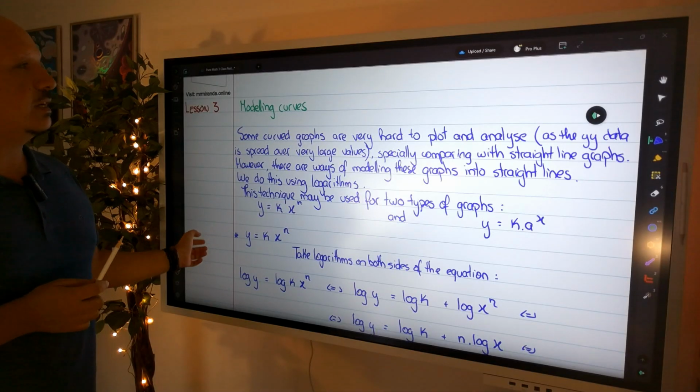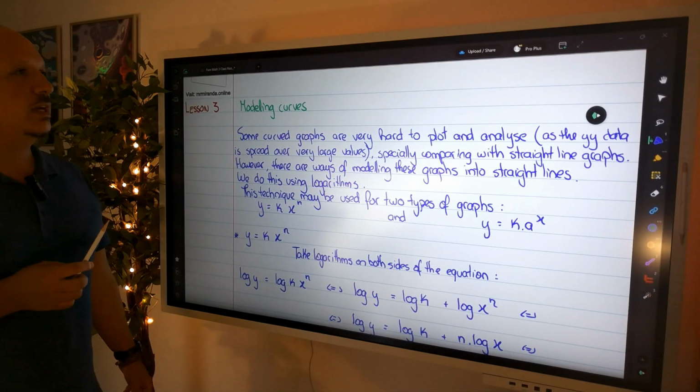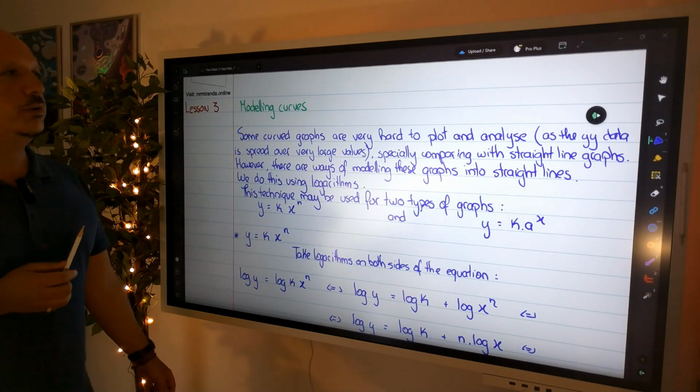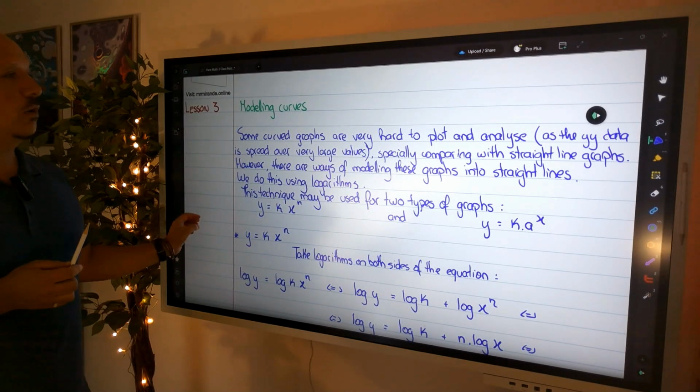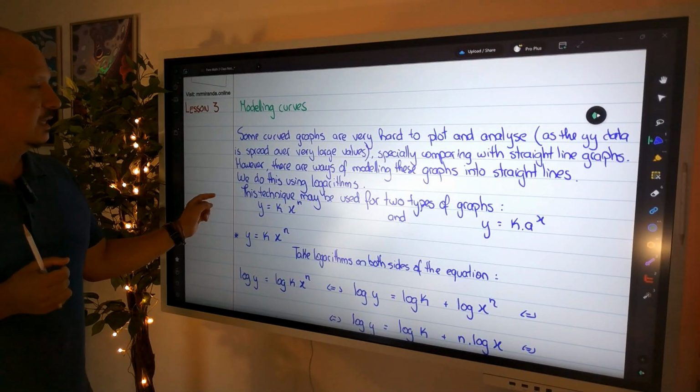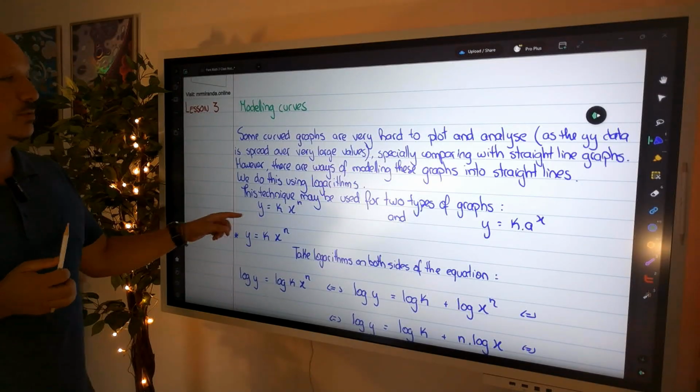Some curve graphs are very hard to plot and analyze, as the y data is spread over very large values, especially compared with straight line graphs. However, there are ways of modeling these graphs as straight lines, and we do this using logarithms. This technique may be used for two types of graphs.